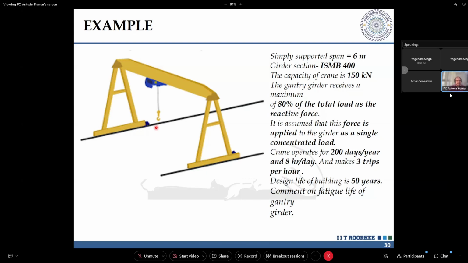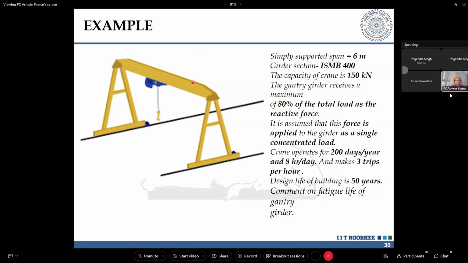So a crane girder, a gantry girder, which is similar to a bridge in terms of wanting our stresses to be within the elastic range itself. Now you can see certain data that I've given here: the span is 6 meters. The girder section is a rolled steel section, ISMB 400. If you remember ISMB 400, the thickness of web and flange is less than 25 mm, obviously. So that correction factor for thickness need not be applied.